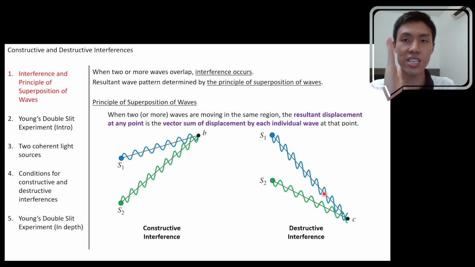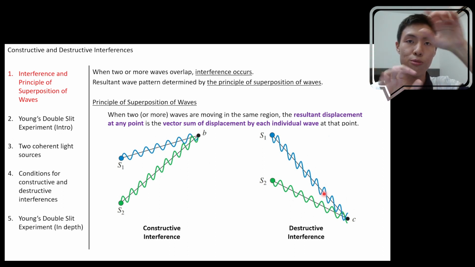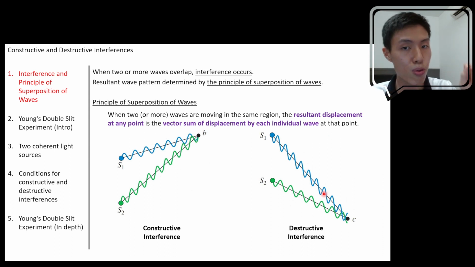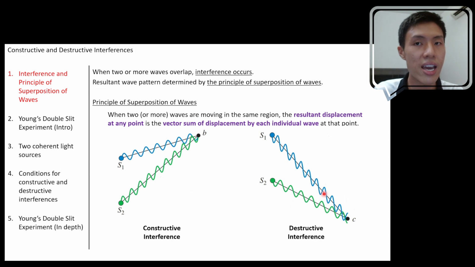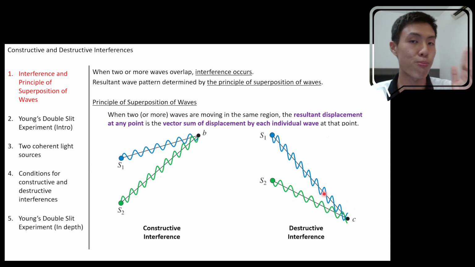Later we'll see, if we have two slits and light passes through them, the two light waves will overlap in the same region, and we will try to determine at which points we'll see constructive interference and at which points we'll see destructive interference, and what kind of pattern that will result in if you place a screen to observe the light that falls onto it. Okay, so that's for the next video.